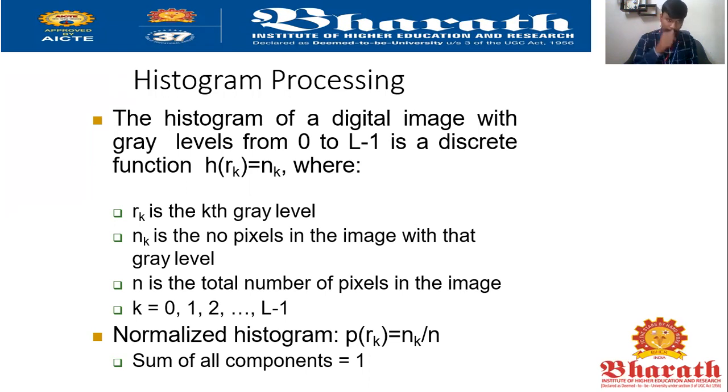But in histogram processing for the discrete function, it may have negative values also. Why? Because according to the higher order byte located in that digital image, the discrete function can be plotted. So for the normalized histogram, the sum of all components will be 1 and positive.